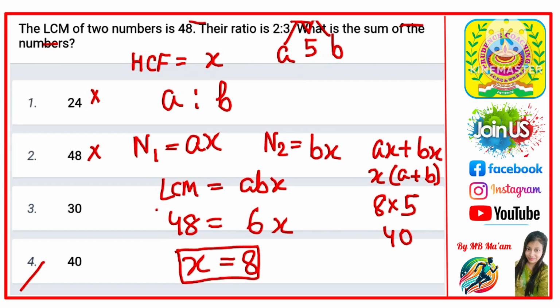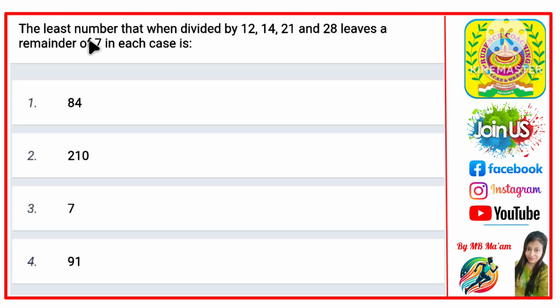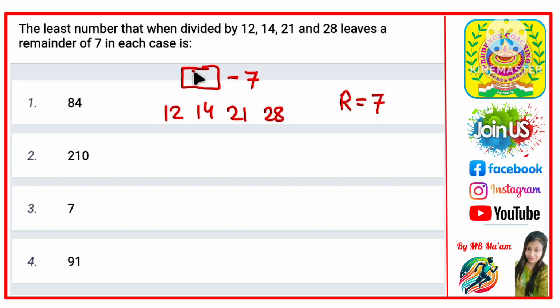Now let us see the next question. Here you are asked to find out the least number that when divided by 12, 14, 21 and 28 leaves a remainder of 7 in each case. That means you need to find out the smallest number which, if you divide by 12, 14, 21 and 28, in all the cases you will get remainder as 7.